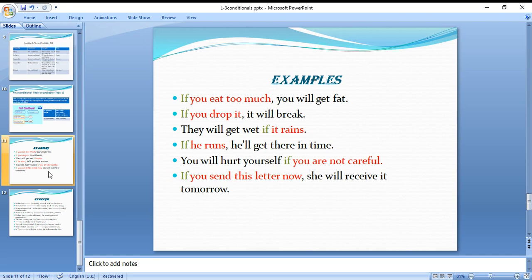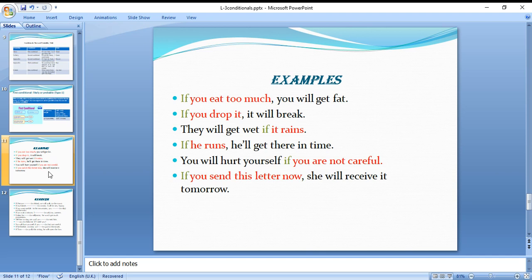In the next sentence again, if you drop it, it will break. If is a subordinating conjunction, if you drop it is the subordinate clause, it will break is the main clause. Now, what does this sentence convey? If you drop it, it will break. If you don't drop it, it won't break.